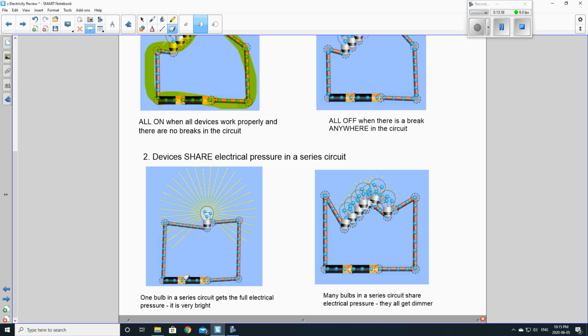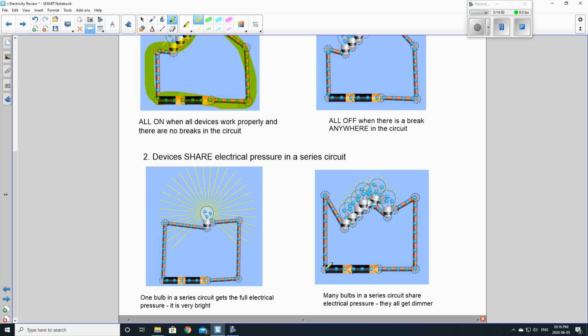Here there's 2 batteries with 1 light bulb. Here there's 2 batteries, but there's 1, 2, 3, 4, 5, 6, 7 light bulbs, okay? So if there's only 1 bulb in a series circuit, then it gets the full electrical pressure and it's very, very bright. But if everything is all in one loop, so please make note of this, right?